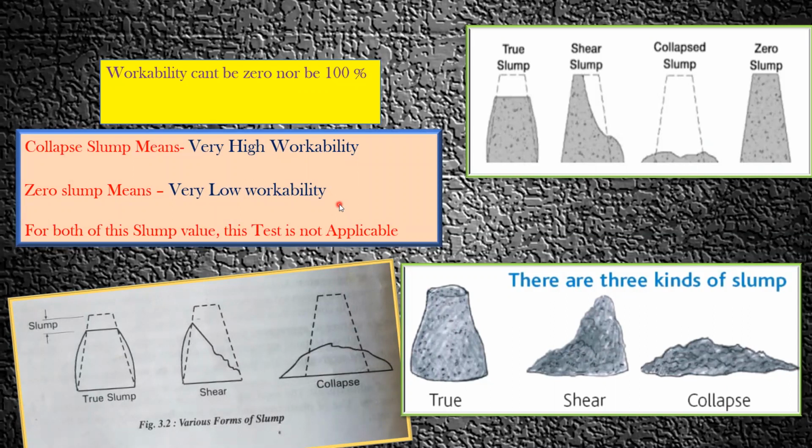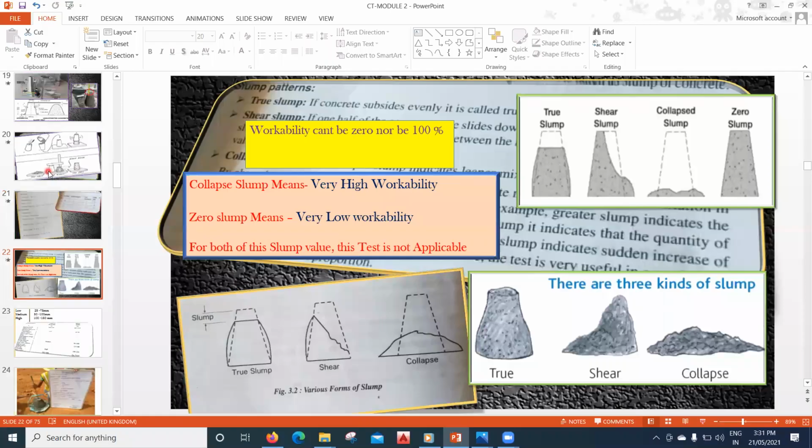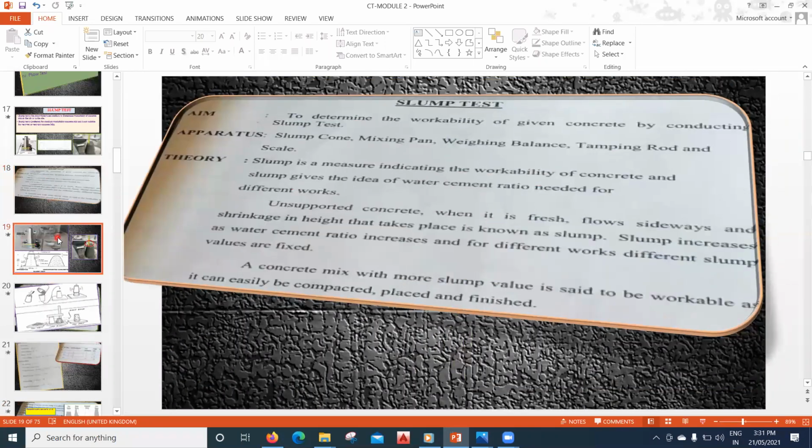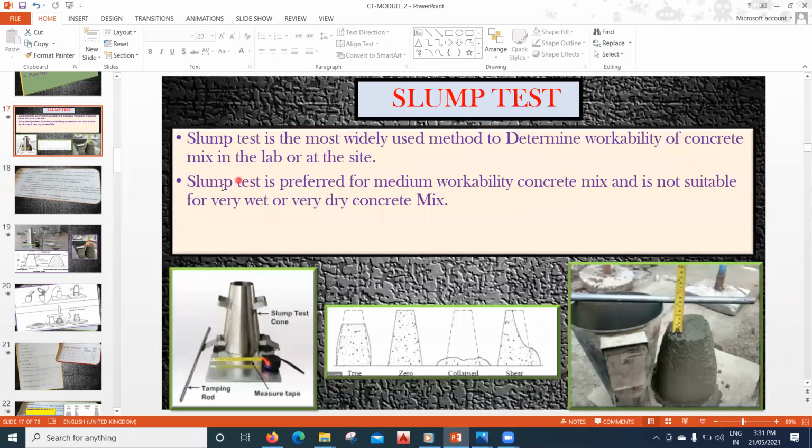But with the help of a slump test, we can never determine this. For both of these, that is for collapse slump and for zero slump, this test is not applicable. The slump test is not capable of measuring the collapse slump and the zero slump. Now to put it in a better way, that is what I told in the beginning of this lecture. If I go back, you can see the point written here.